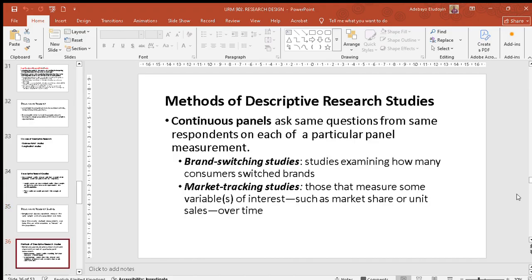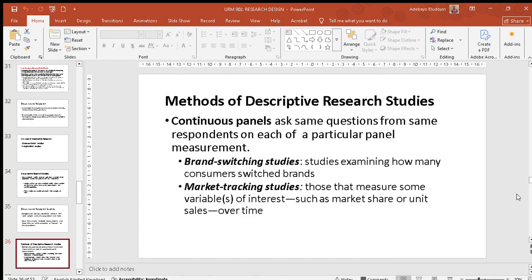So we have different areas, but in terms of methods, based on the nature, we can have what we refer to as continuous panels, or discontinuous panels. When you're talking about a continuous panel as a method of descriptive research studies, here you're asking the same question from the same respondent in a particular panel. For example, you can decide to look for part 1 students. We ask the same question from part 1 students, the same question for part 2 students, the same question for part 3 students.